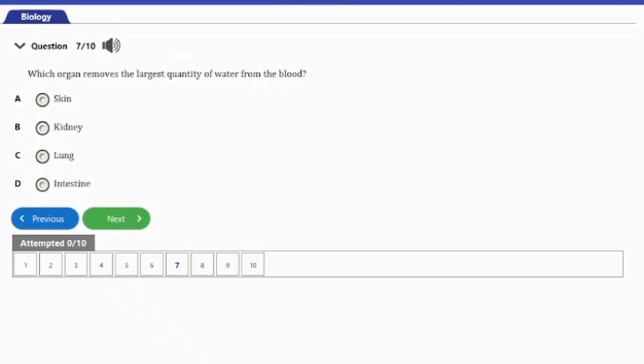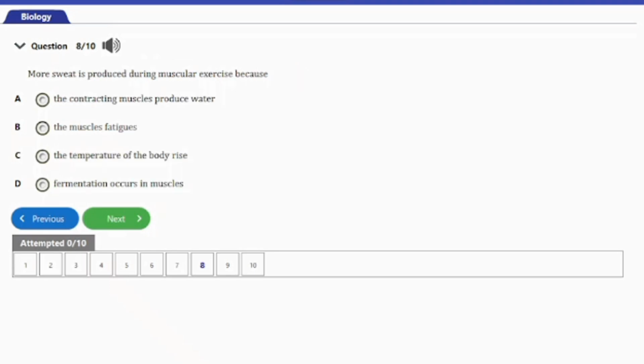Question number 7 here, it says, which organ removes the largest quantity of water from the blood? A. Skin, B. Kidney, C. Lung, D. Intestine. So guys, obviously the answer to this question is the kidney. The kidney removes the largest quantity of water from the blood via the urine. And that's it for that question. So let's consider the next question here.